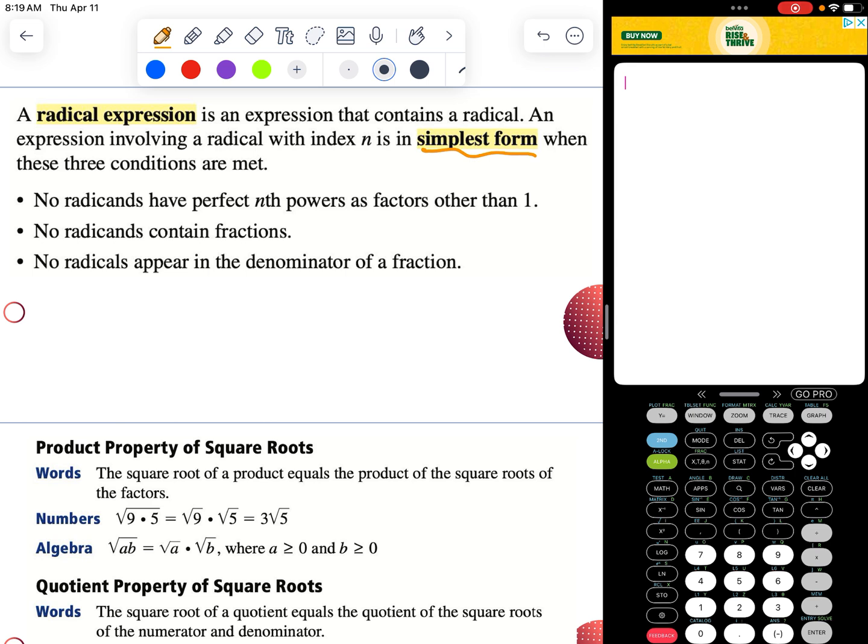First thing, the radicand, or the radical, the square root symbol, or the cube root symbol. That would be the radicand. In the radicand, there are no perfect squares or perfect cubes left underneath. That's going to be a big piece of simplifying today. No more perfect squares left underneath. There can't be any fractions. And then we are not allowed to leave an answer that has a square root or a cube root in the denominator.